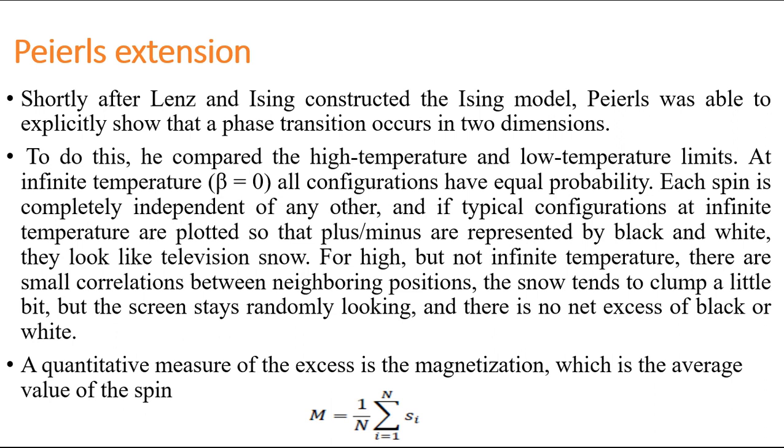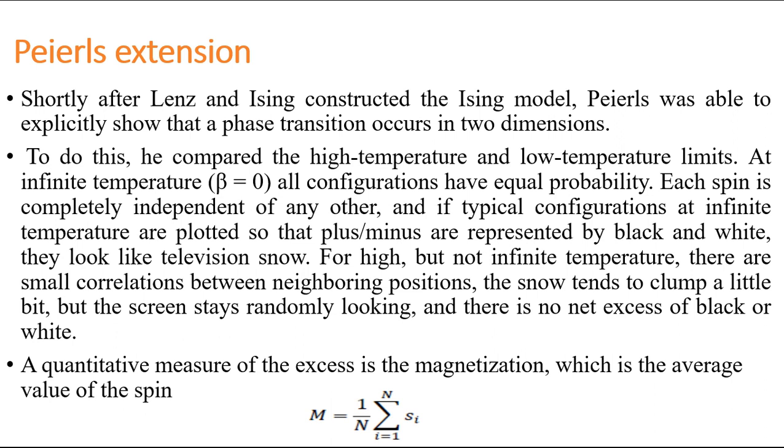At infinite temperature, when T is much higher, 1 over kBT tends to 0. All configurations have equal probability, which means we are in a paramagnetic state. Each spin is completely independent of any other. There is no exchange interaction due to the much higher temperature, and if typical configurations at infinite temperature are plotted so that plus and minus are represented with black and white, they look like the television snow you usually see.